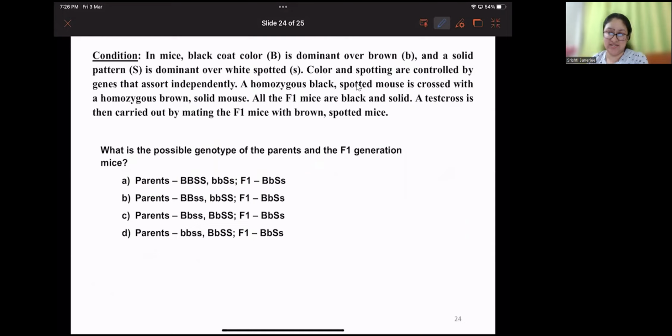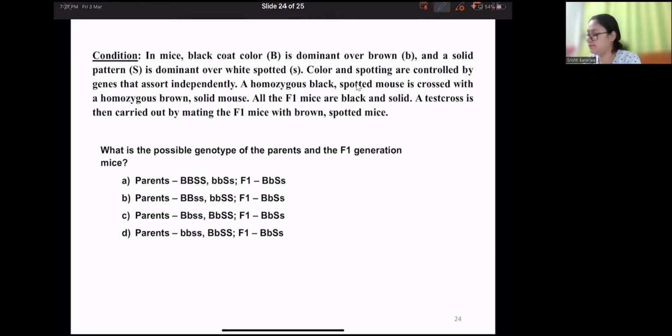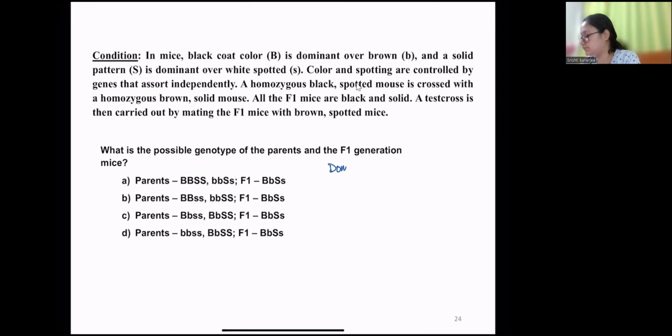So what does this question say? The question says that the mice black coat color B is dominant over brown. So the dominant one is B. So, in order to be black in terms of phenotype, what will be the genotypes? BB or Bb, right?